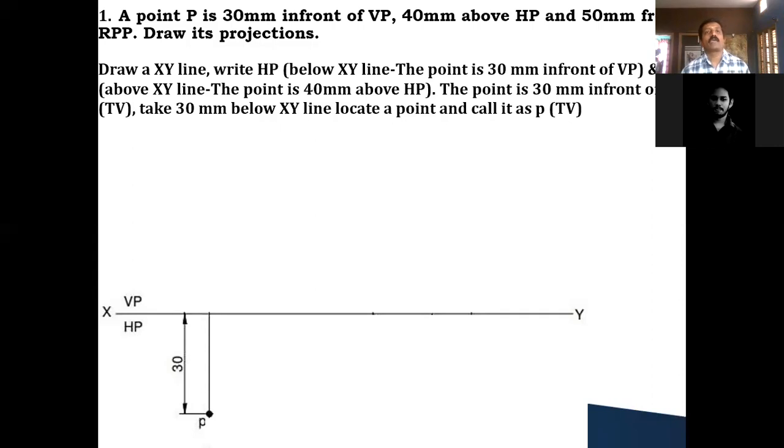A point P is 30 millimeter in front of VP. It's in front of VP in the sense it is the top view information. In front of VP means it is below the XY line. I should write the top view below the XY line.